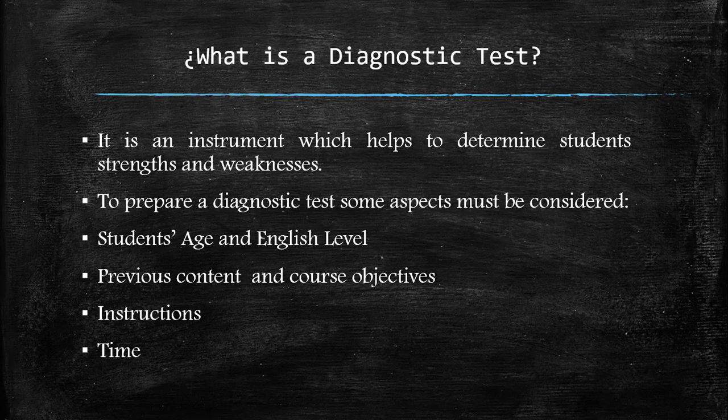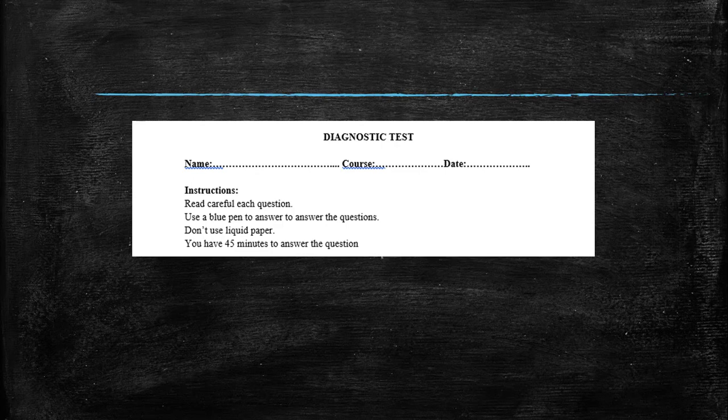To prepare a diagnostic test, some aspects must be considered. First, we have to consider a student's age and English level. Also, we have to take into account the previous content and course objectives. The instructions of the test must be clear and concise, and so must the time students will require to complete the test. See an example of a diagnostic test for teenagers.